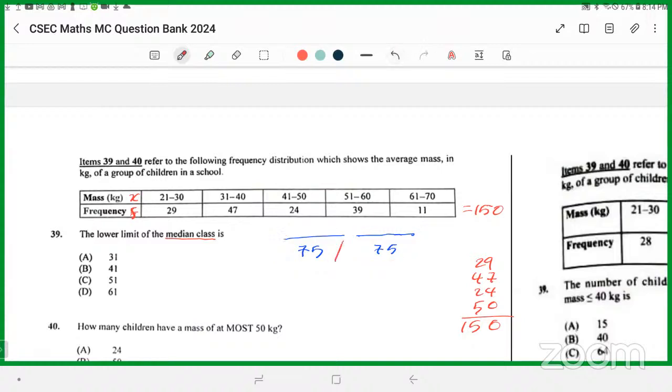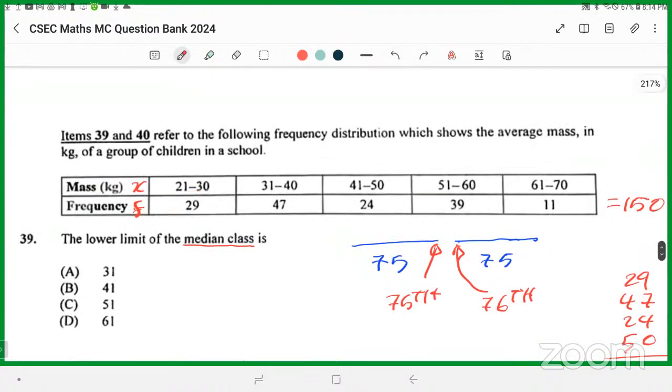So you want the 75th and the 76th. So you're going to have to add them up this way. So let's add them up. So we'll finish the first group, we reach 29 years, sorry, 29. And then they're going to add 47. So 29 and 47 is 30 and 46, which becomes 76.